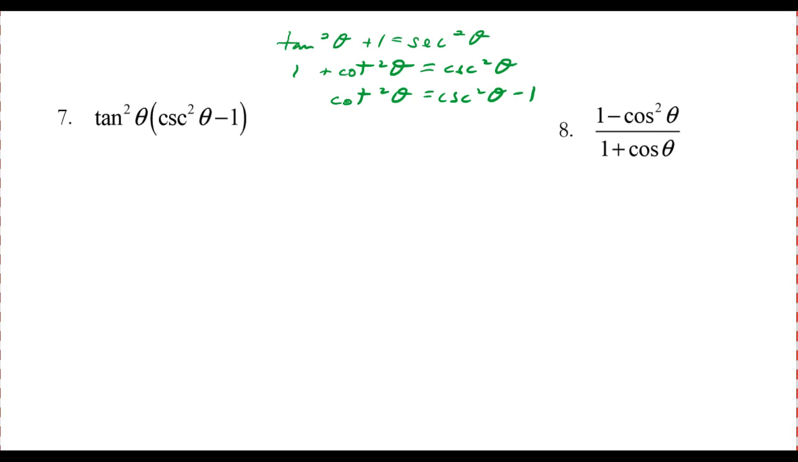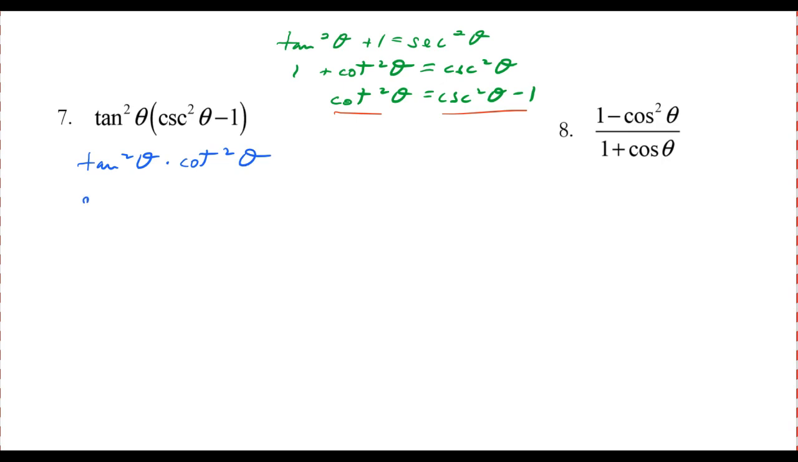In number 7, we also have some identities disguised, you might say. I think we can see that tan squared theta, if we need to write it that way, would be secant squared theta minus 1. 1 plus cotangent squared theta is cosecant squared theta. So cosecant squared theta minus 1 is actually cotangent squared theta. And we're going to make this substitution now. So we're going to have tangent squared theta times cotangent squared theta.